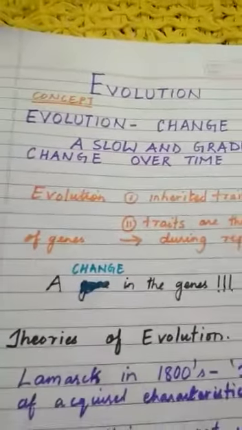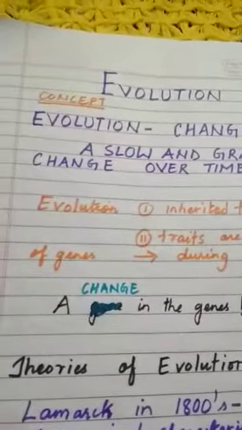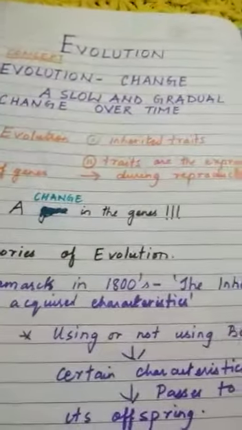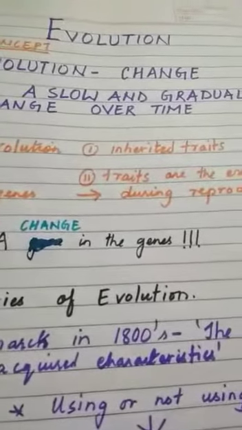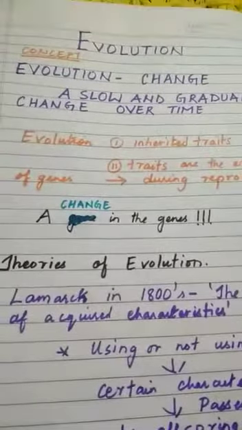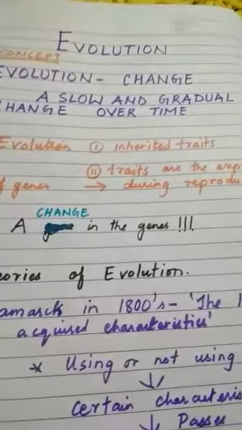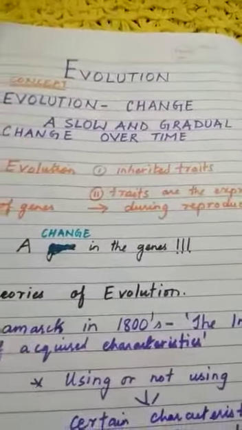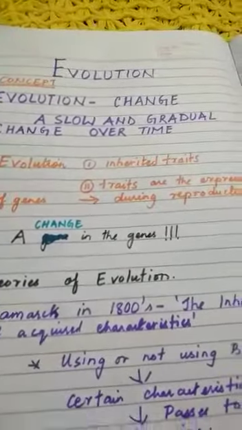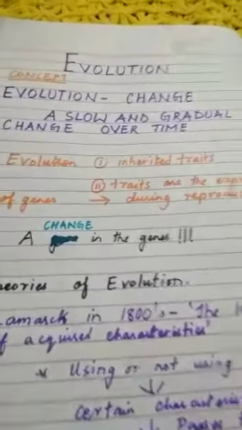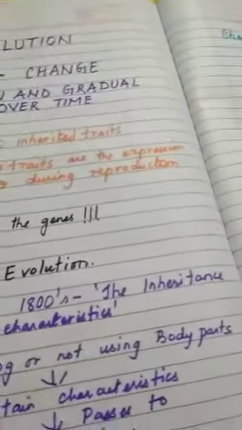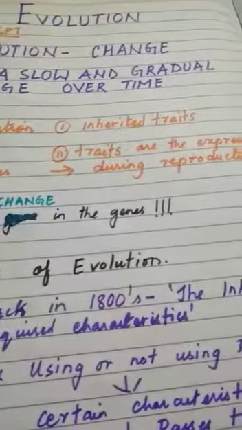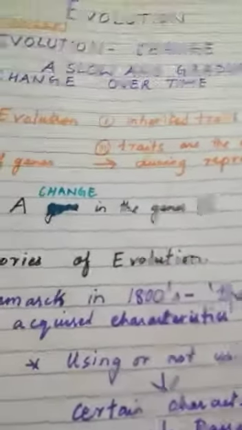Next, now we have two theories. All right, the old theories of evolution. So for the theories of evolution, we have Lamarck. Lamarck in 1800 proposed the inheritance of acquired characteristics. Okay, what he meant was simple. Just understand the basic.